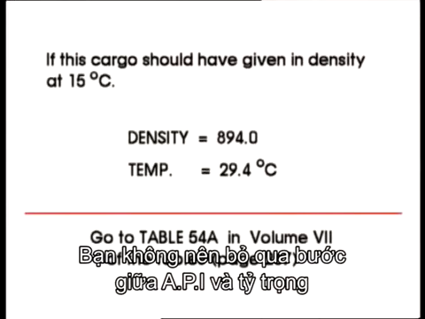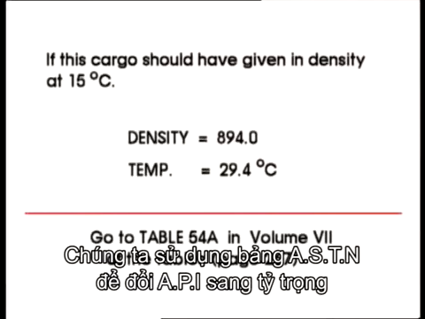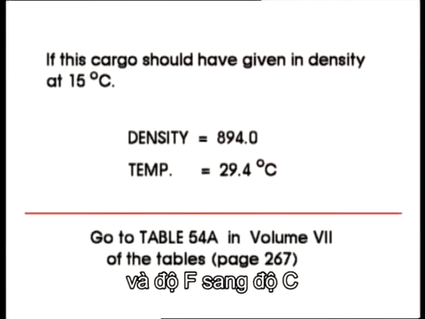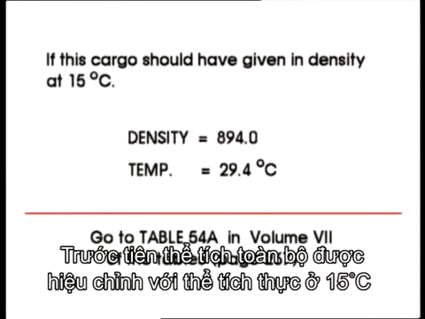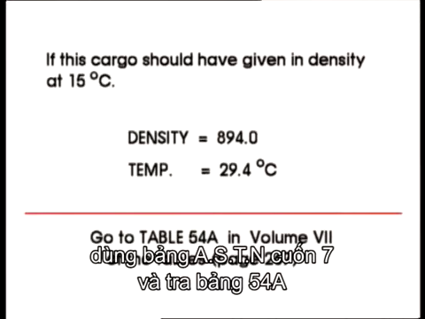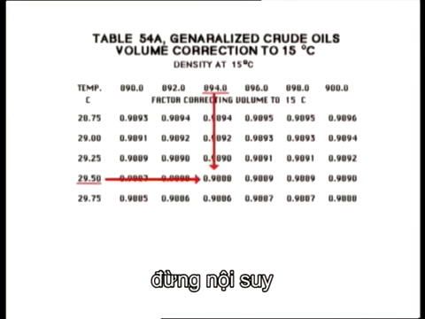You should never jump between API and density. We will do this conversion only as an example. We use the ASTM tables to convert API to density and Fahrenheit to centigrade. First, the gross volume is reduced to net volume at 15 degrees centigrade. Use ASTM table volume 7 and consult table 54A. Do not interpolate.